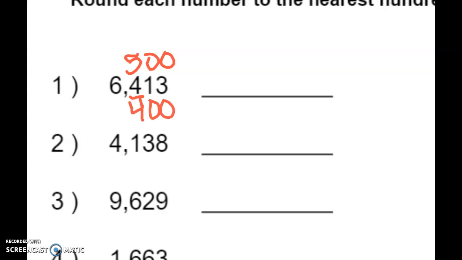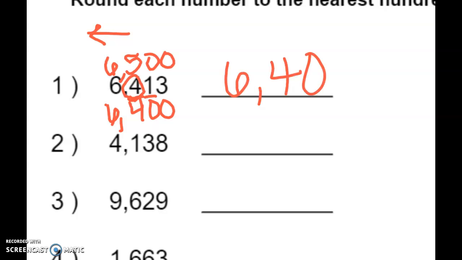400 and then 500. Now I can't forget about everything to the left, because everything to the left stays the same. So my thousands place does not change. Everything to the right changes to a 0, and we already did that. Now I can find my place, look next door, 5 and above, give it a shove, or 4 and below, let it go. What do you think we should do? Let it go. 6,400. Go ahead and make sure that you have all of that written out. Pause the video if you need to.